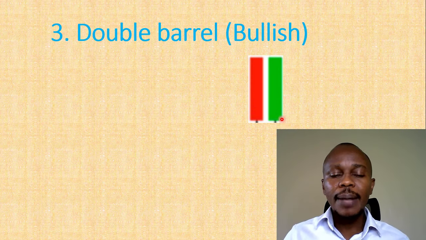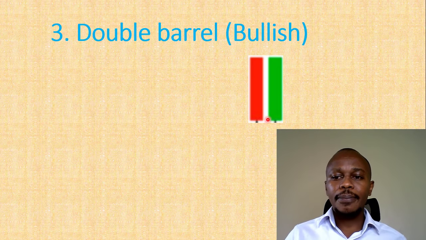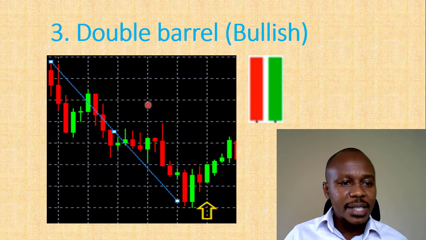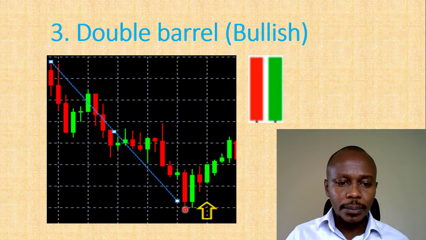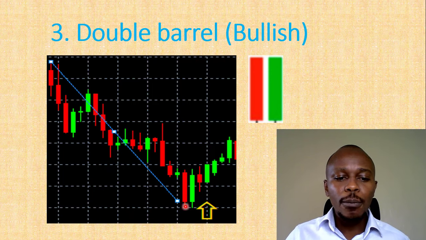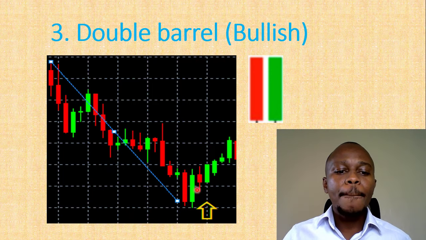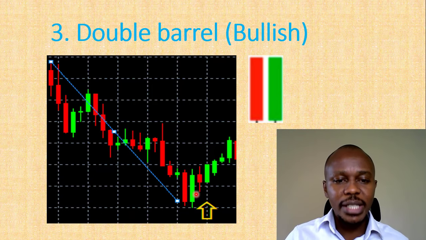Remember, you need to consider the lowest point that price hit. Is it a point of interest? And we can see from this example here, there has been a downward price movement, hits a certain support point, then the buyers come in, push the price back up, and forms an almost perfect double barrel. This is an indicator of a change in direction.